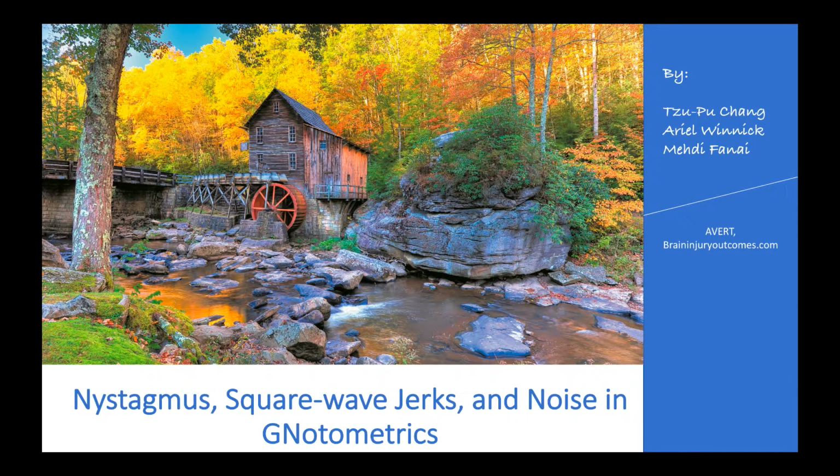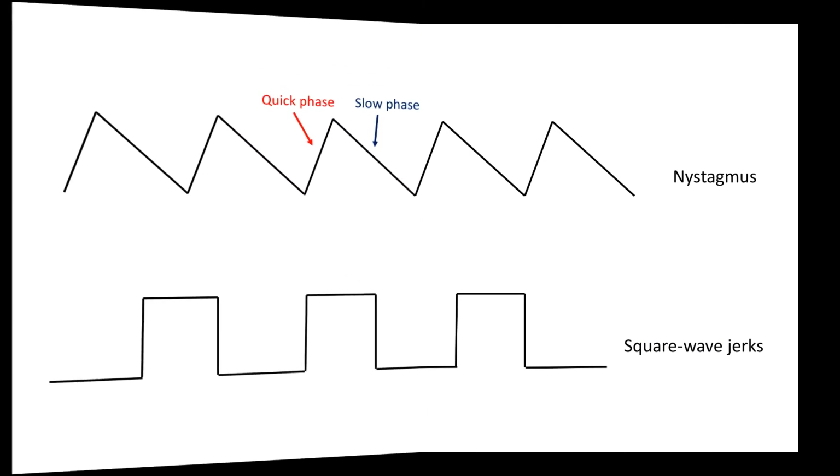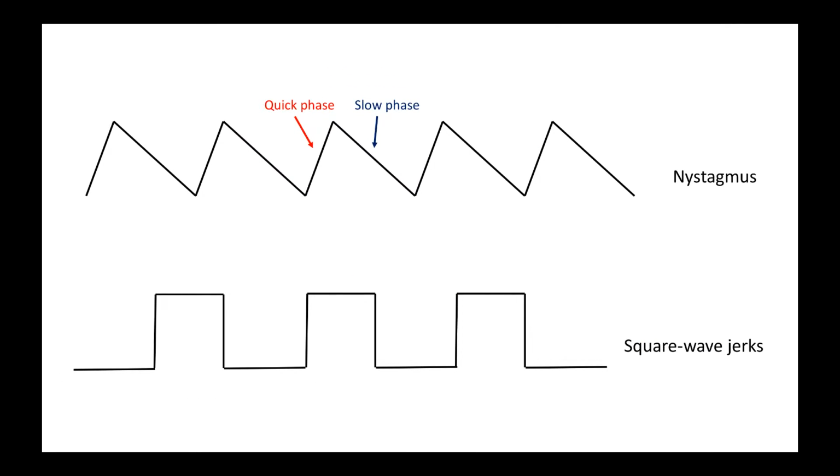Today we would like to share how to distinguish nystagmus from square wave jerks and noise on VOG graphs. Nystagmus is sawtooth shaped, with a quick phase and a slow phase. By contrast, square wave jerks, as their name suggests, show couples of square-shaped waves in VOG. Both patterns usually come in groups, with multiple similar waves appearing repetitively.